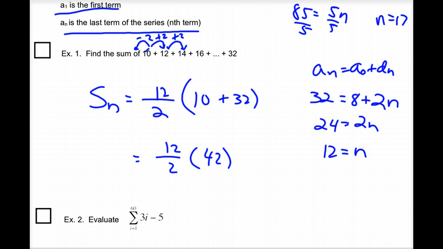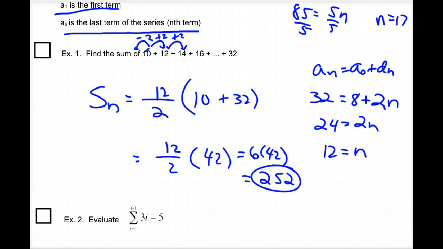So I've got 12 divided by 2 times 42. So I have 6 times 42. 6 times 40 is 240. 6 times 2 is 12. Add those together. You get an overall sum of 252. So that's how the sum formula for an arithmetic series works.